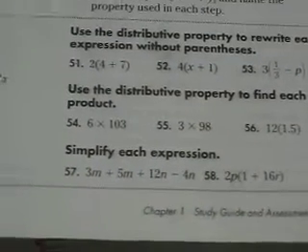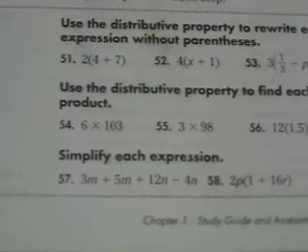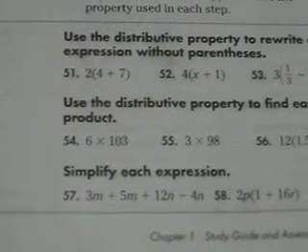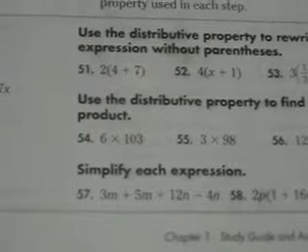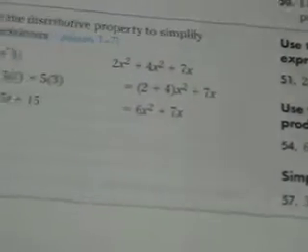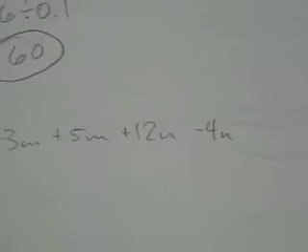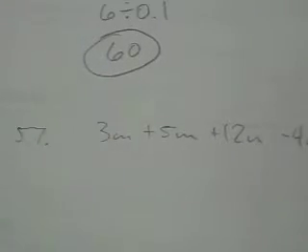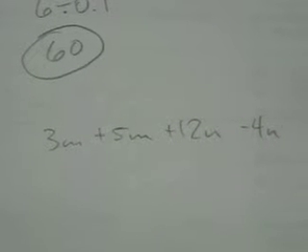Okay, 57, we have an expression that it tells us to simplify. So we have 3m plus 5m plus 12n minus 4n. Okay, to simplify an expression, the two ways we've looked at doing that are by using the distributive property, if that applies, and then combining like terms. When we look at number 57, we don't have the distributive property because we don't see any parentheses. So all we need to do is to combine like terms.